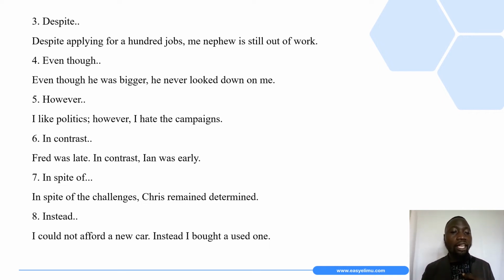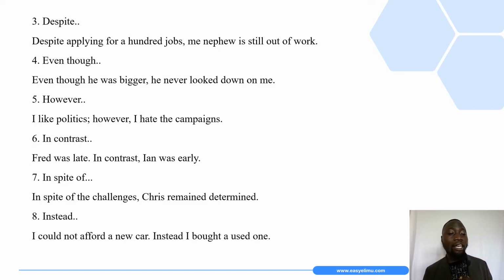Then there is also this other one that is however. The example in a sentence is: I like politics. However, I hate the campaigns. So that is also showing some contrast.